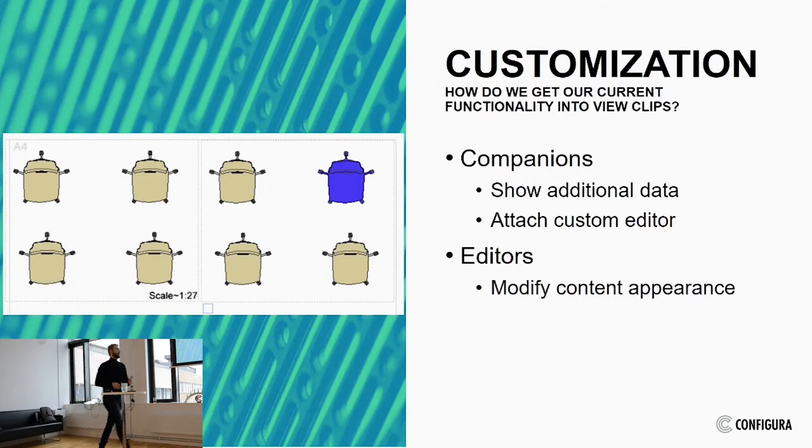But some also want to alter the content. So maybe make one chair blue because that one is a very special chair, for instance. And then we add something called an editor. So editors are able to modify the content that they display. And that will be supported in ViewClip.